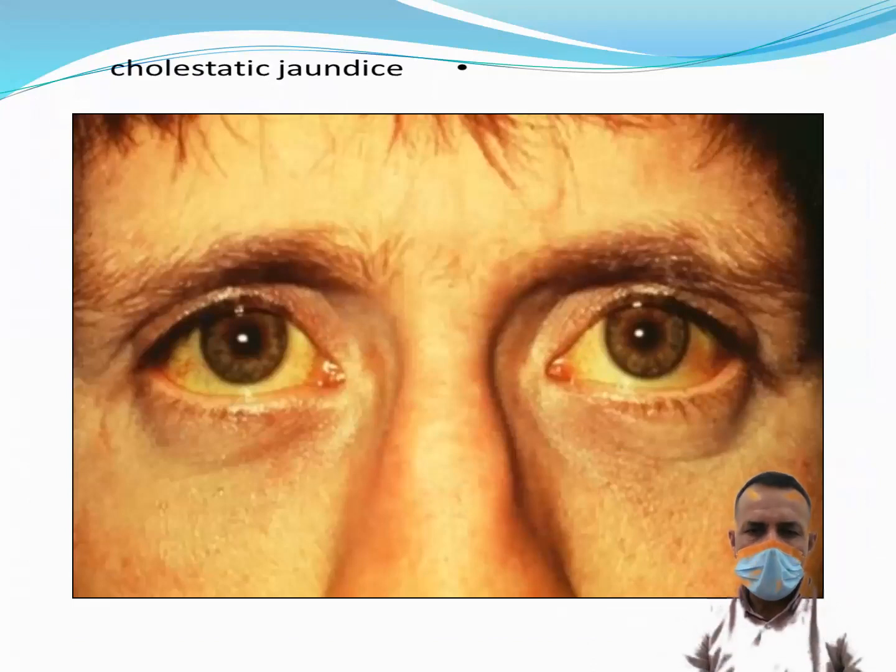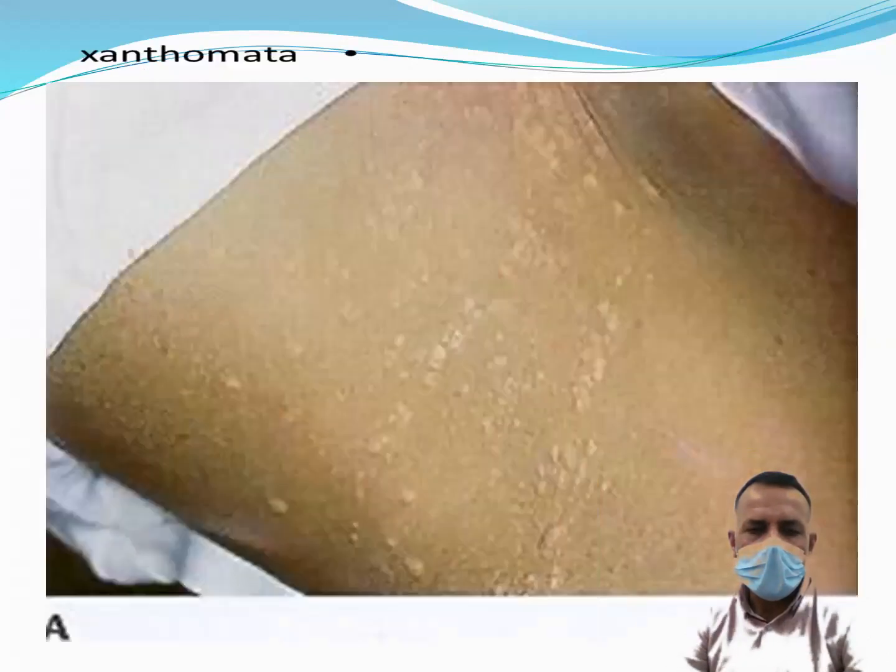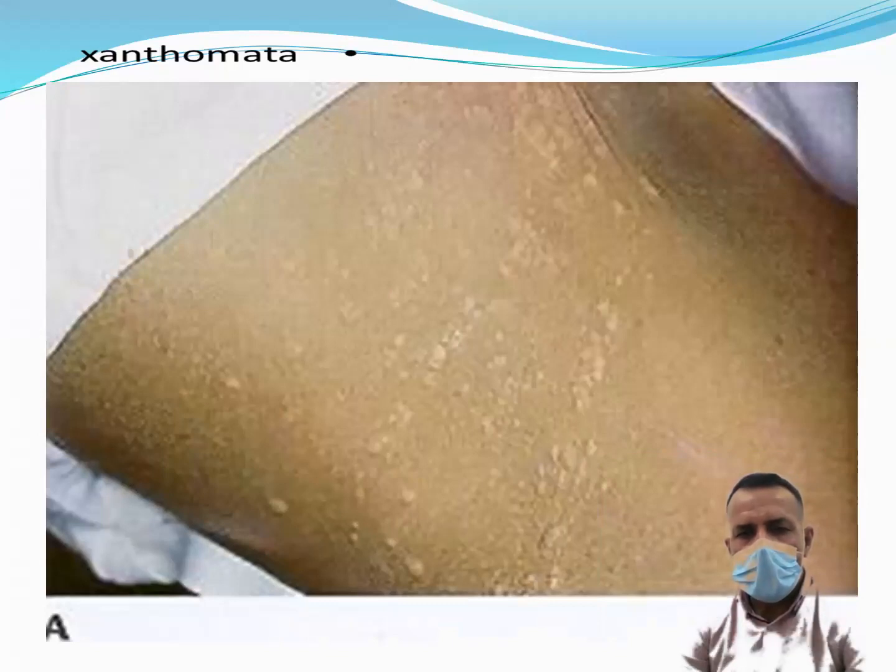This eye reveals yellow to green color of the sclera due to mainly conjugated hyperbilirubinemia, indicating obstructive jaundice. This deposit of cholesterol in the skin, in the forearm, means xanthoma. Xanthoma is deposition of cholesterol in the skin due to hypercholesterolemia, a sign of chronic obstructive jaundice.